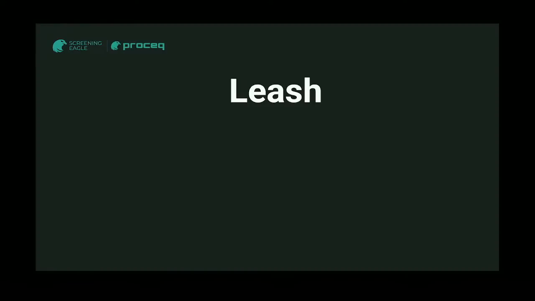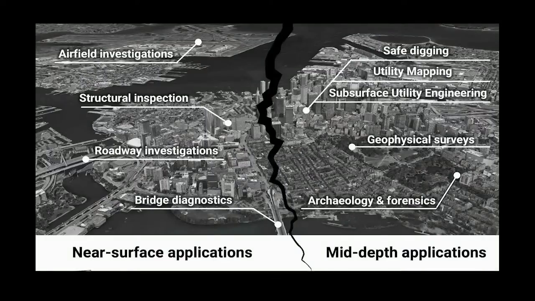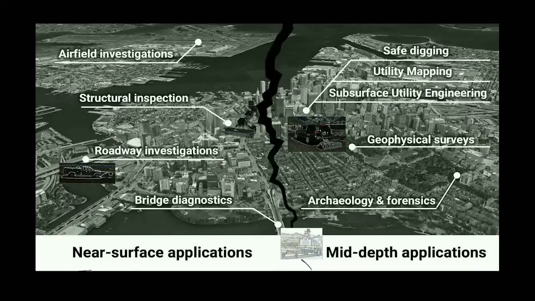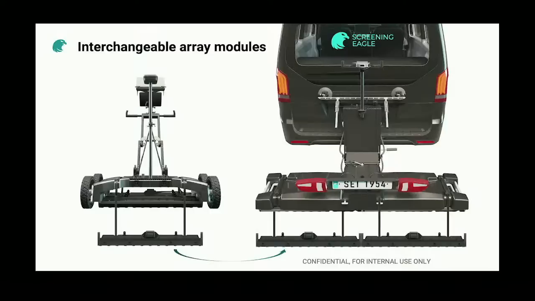So this is on to unleashing multi-channel GPR. We'll start with the leash, which is pretty much the status quo as it is today. For lots of different applications, you need a multitude of different technologies to investigate airfield, structural, utilities and geophysical surveys. There were various different bits of technology that we used for those specific applications. What Screening Eagle have done is develop one system for all applications. You essentially get the hardware, and then the antennas are interchangeable, so you can swap out the antenna based on application.